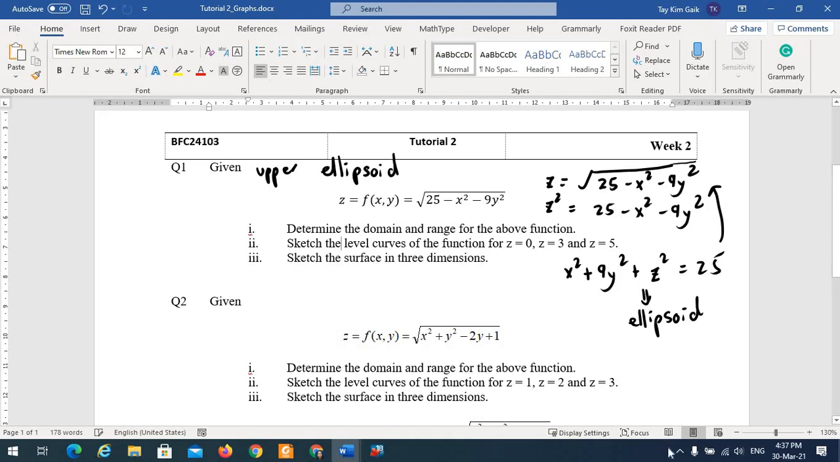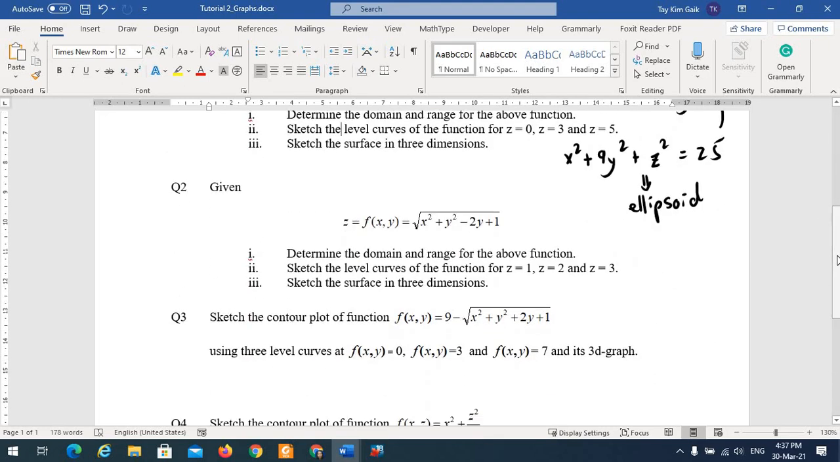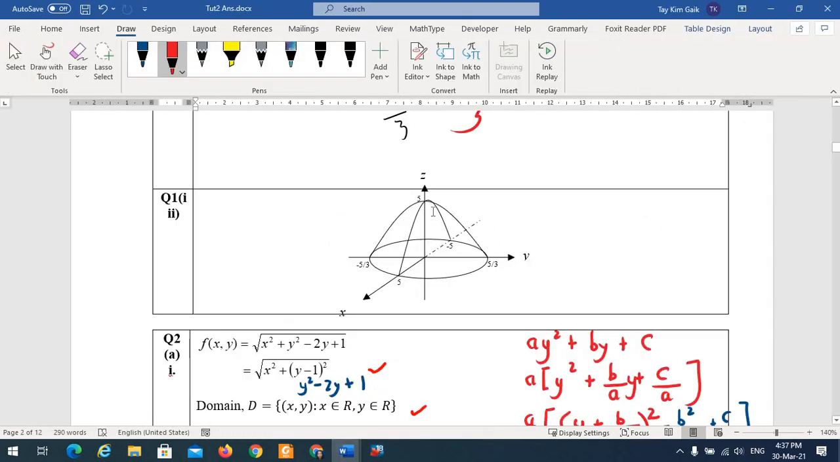So that's why it is not straight. That's why you see the solution is not a straight line. It's a bit like a parabola, because it's from the ellipsoid, we cut at z equal to 0 and take the upper part.